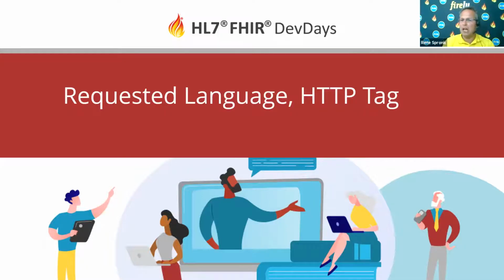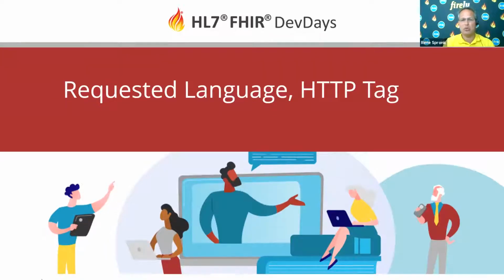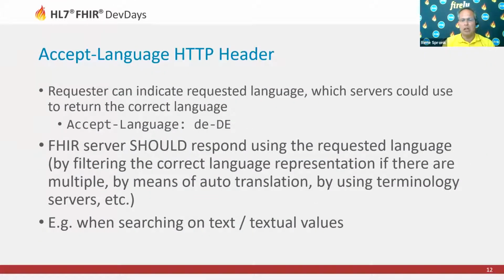Then how can I, as a requester, let's say I'm requesting some clinical data or even a patient resource, how can I request that the server respond with a certain language? And again, if we're in a RESTful environment, obviously if you're not in a RESTful context, then you have to find a different means of doing this. But in a RESTful context, you can use the Accept-Language HTTP header.